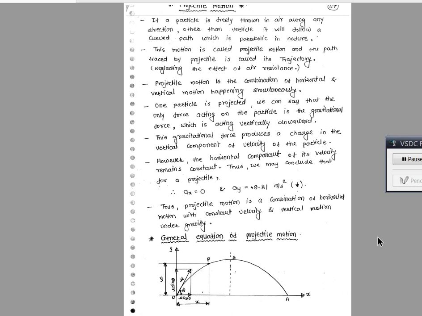Now the next part is the general equation of motion, and that part will be covered in the next video lecture. Thank you so much.